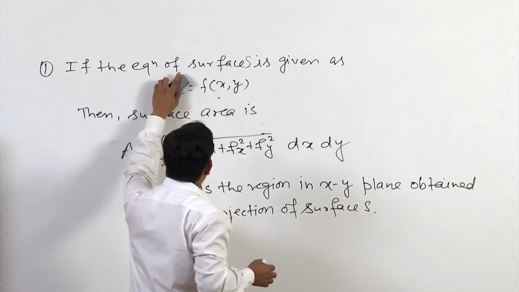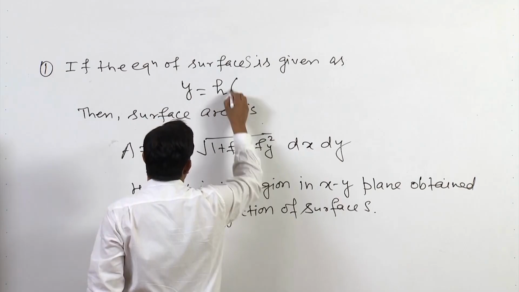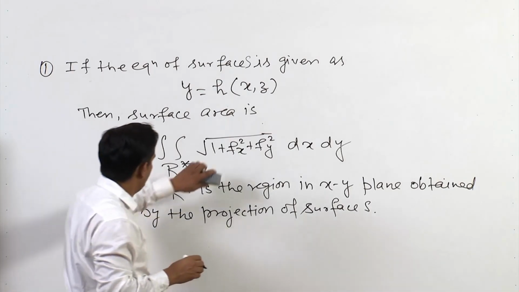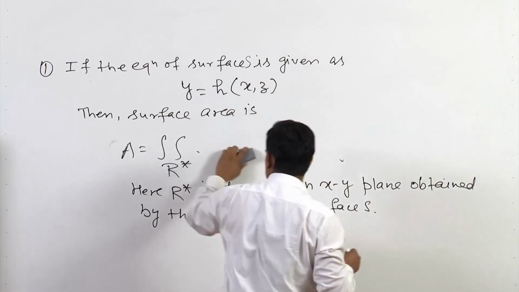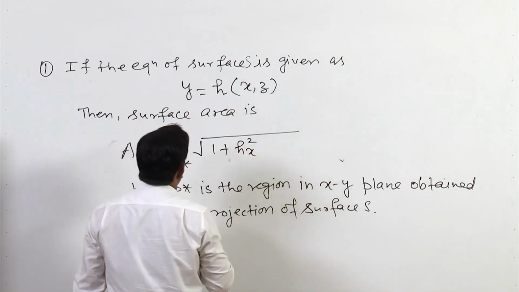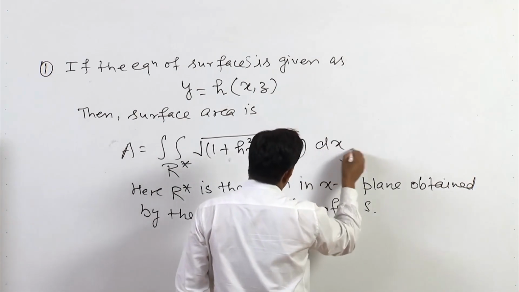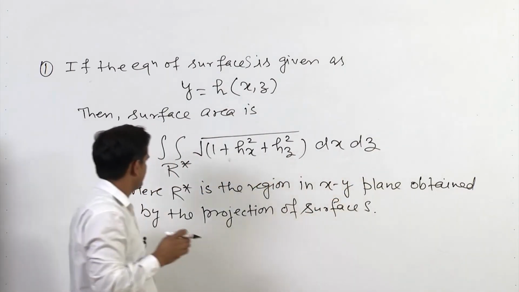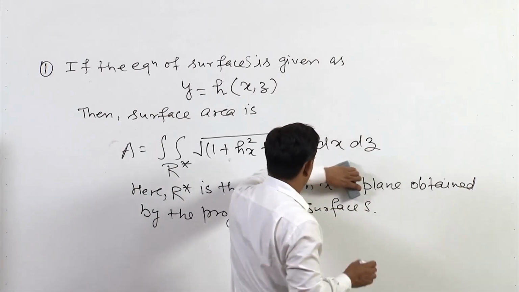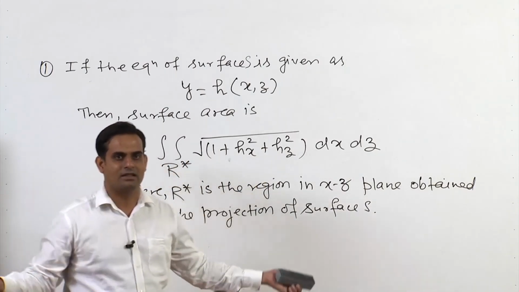If I am having the equation as y equals, let us say, some h of x z, then the surface area is given as, in the same way I can write, square root of 1 plus h_x square plus h_z square and then dx dz. Here R star is the region in the xz plane now, obtained by the projection of the surface on xz.